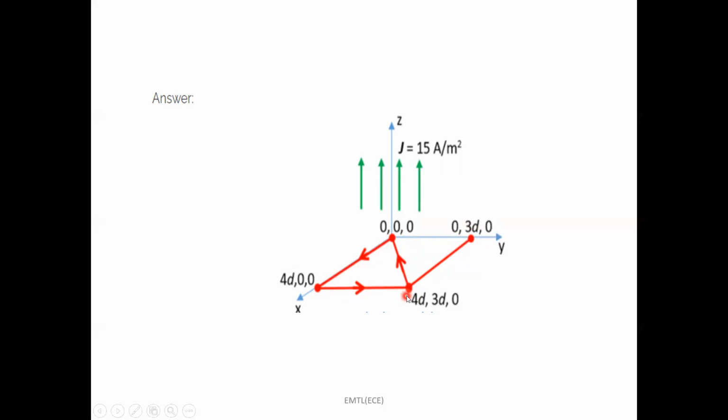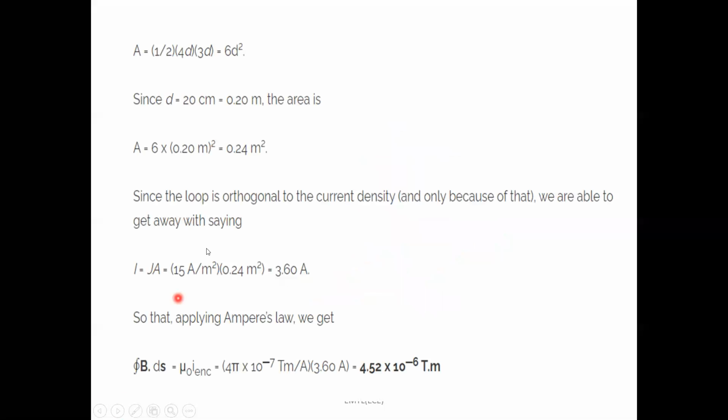Whenever we apply Ampere's circuital law, there is a main condition: we have to take a closed path. Here this is the closed path, from point (4d, 0, 0) to (4d, 3d, 0) to (0, 0, 0) to (4d, 0, 0). So this looks like a triangular shape. This is a very important point. Next we have to solve this problem.